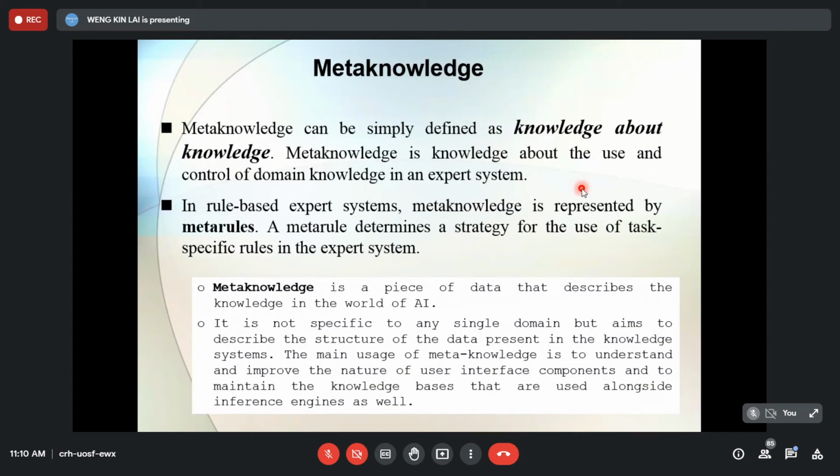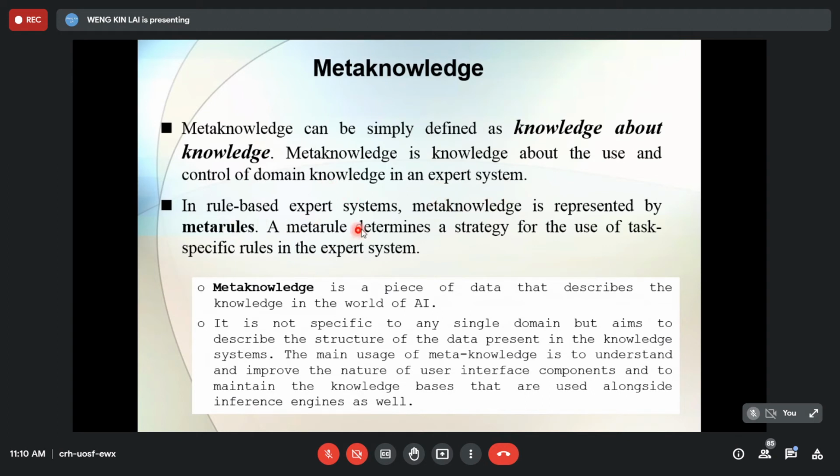Now we look for another one, something we call meta knowledge. What is meta knowledge? Meta knowledge can be simply defined as knowledge about knowledge, right? So it's actually information to describe information. Simple way of looking at it. So meta knowledge is knowledge about the use and control of the domain knowledge in the expert system. So it tells you when to use it and how you control such knowledge in the expert system.